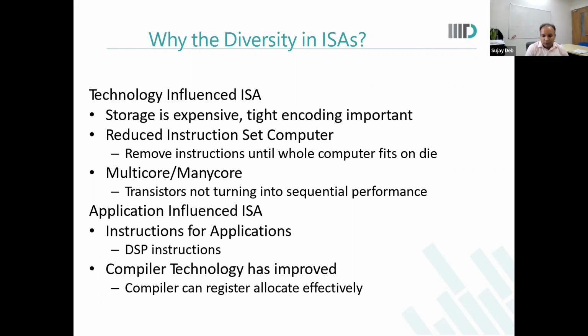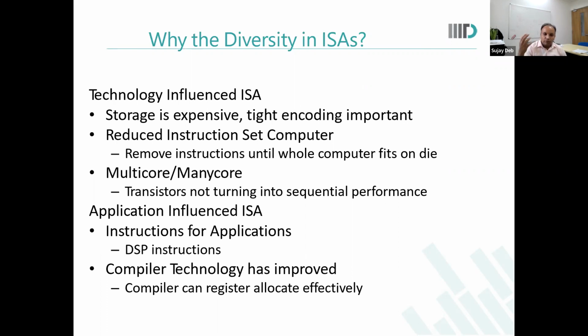So these kinds of design decisions result in newer ISAs, because basically an off-the-shelf ISA may not be able to give me all the optimization which I wanted. So you try to reduce your instruction set computer, and you keep on removing instructions until the whole thing fits into your budget, into your die, and so on. So that's how the variations in ISA came in, to some extent, from one level.